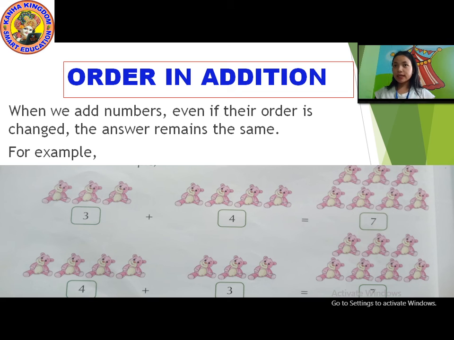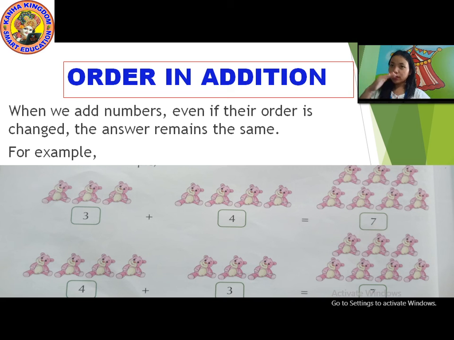We all know. See, this is a way of adding with changing the order. That means you are changing only the order, but the answer remains the same. Okay student? For example, everyone see on the screen. See, at first you added 3 plus 4, 3 teddy bears plus 4 teddy bears. So the total is 7 teddy bears.